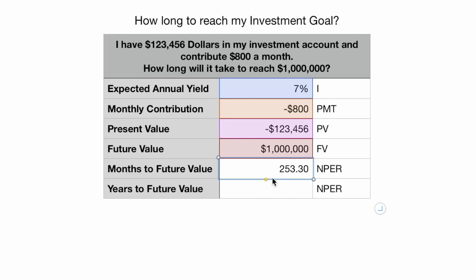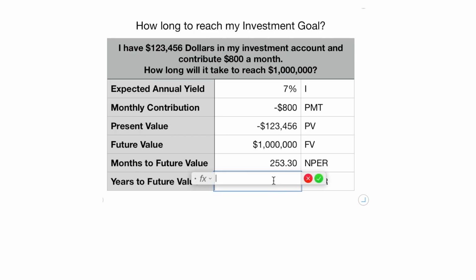So we see the result is 253 months until we hit $1 million. Now, the simplest way to calculate how many years is just to take the number of months and divide it by 12. So the formula for that is just equals the cell 253 divided by 12 and hit enter. And we see we have a result of 21.1 years to future value.